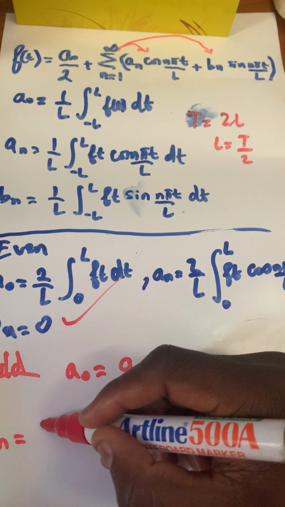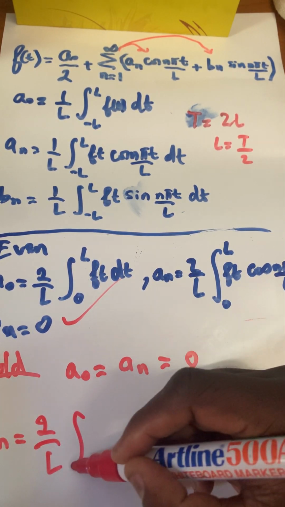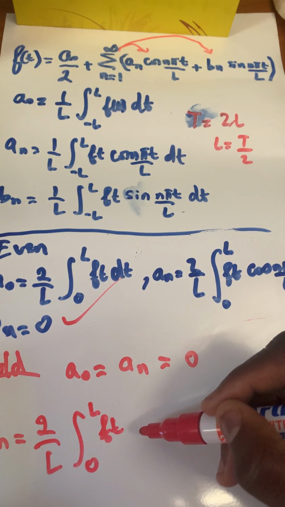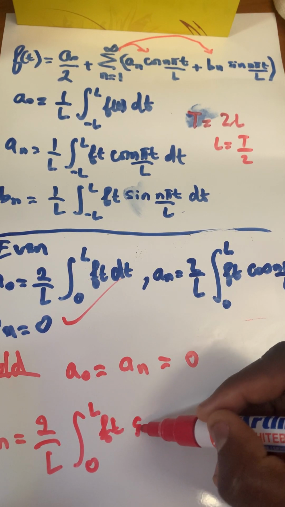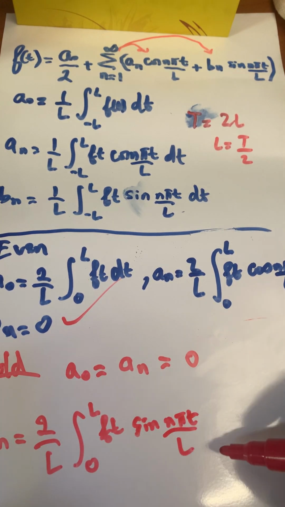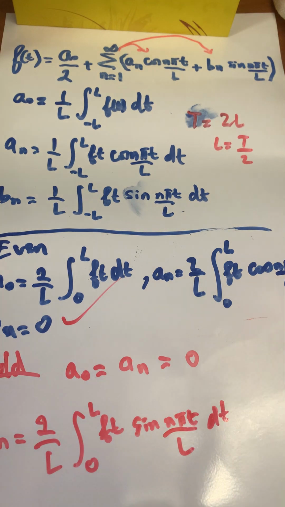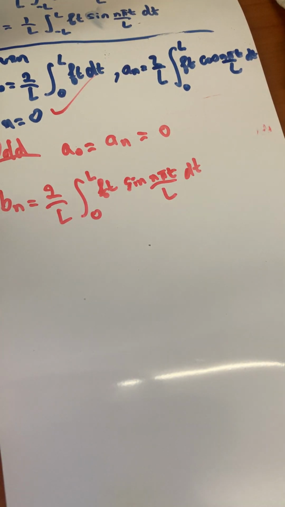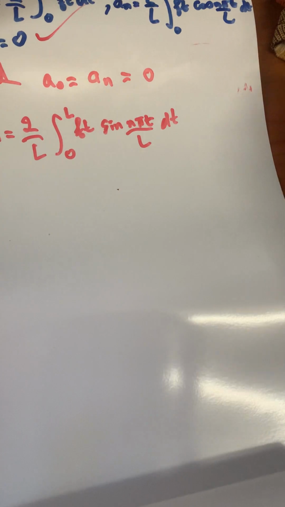And that bn, you're going to find it as 2 over L integral from 0 to L of f of t. And then remember we say b goes with sine, so you're going to put sine of n pi t over L, dt. Okay, so you got everything that you need. But now there are some rules that you need to know. They are very, very important. And those rules, definitely, you can derive them, okay?